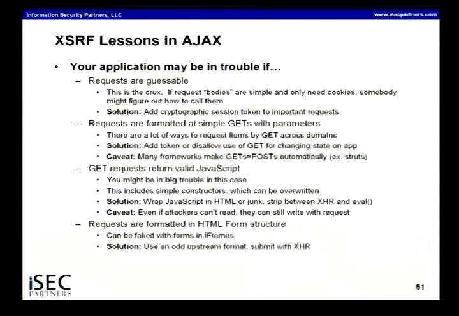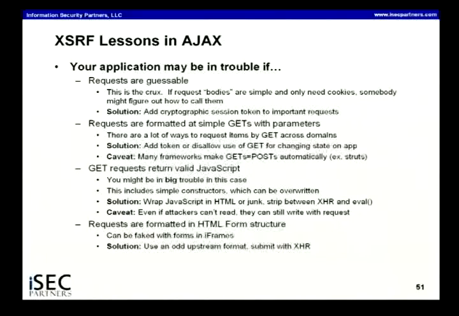So what are the XSRF lessons in Ajax? Your application may be in trouble if your requests are guessable, right? If there's stuff in your request that's not personalized to you, then somebody else can guess what they are and blindly ask for them. If the requests are formatted as gets, gets are really bad. Posts, you can do the iframe trick, but you can do gets in a lot of different ways, and it's a lot easier to do things like brute force many gets. If get requests return valid JavaScript, you're probably toast.